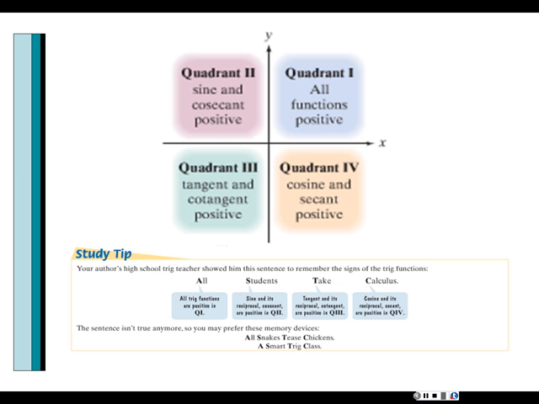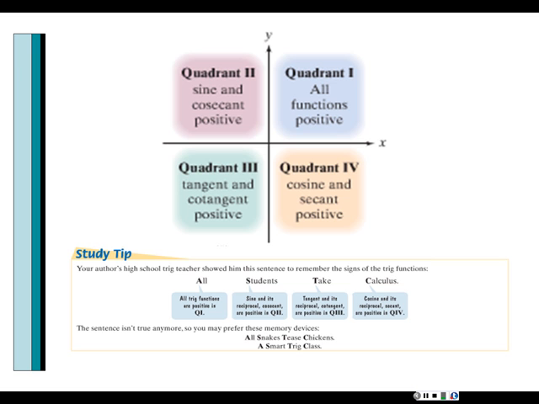Okay. In the fourth quadrant, cosine and secant, because you know the cosine and secant, they are also reciprocal. Tangent and cotangent, they are reciprocal. That's why. So sometimes people try to remember this line, that all students take calculus. That is a memory aid.